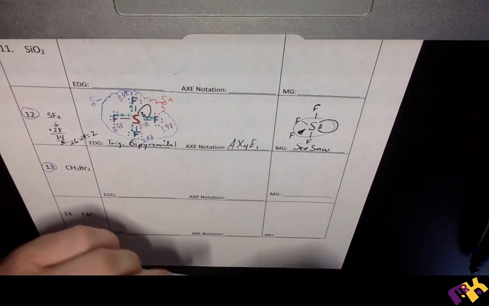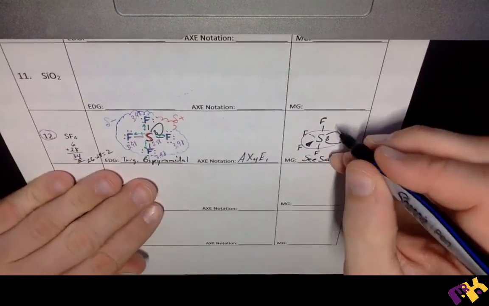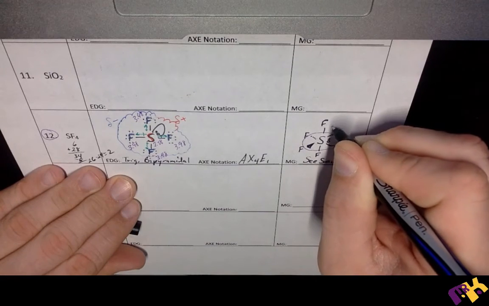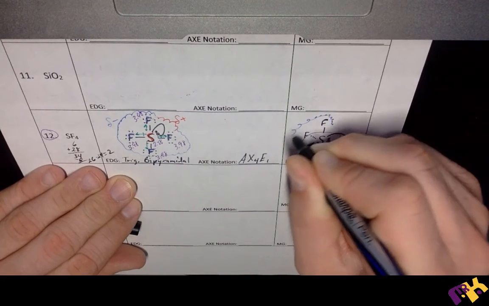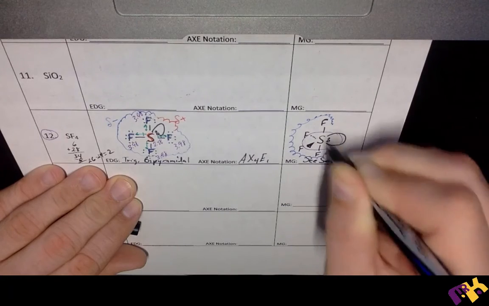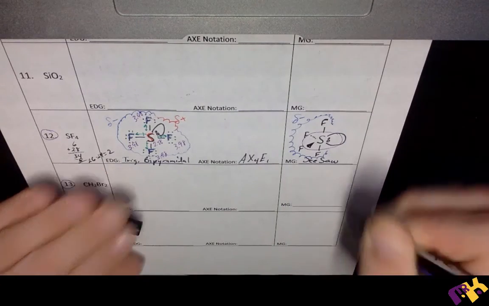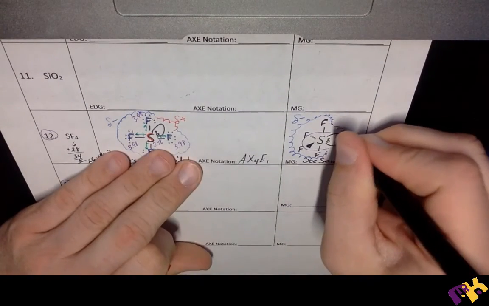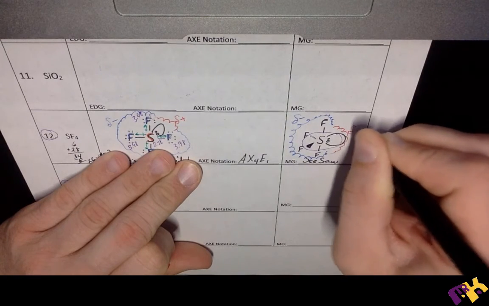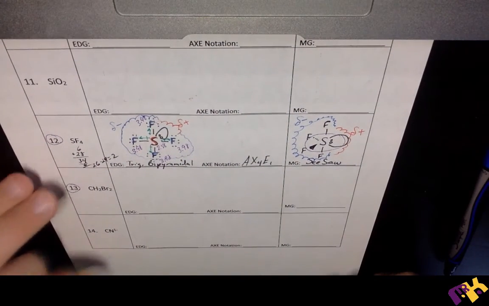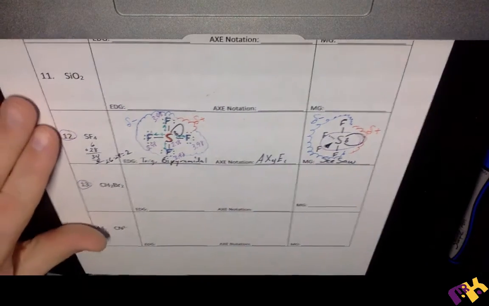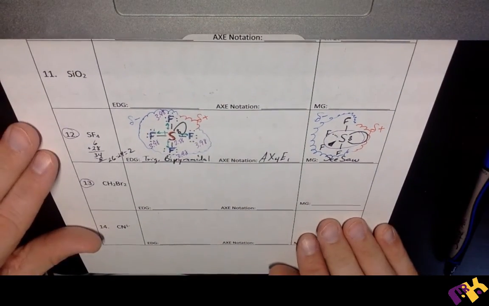We could also show that in the 3-dimensional sketch, if it's a little bit easier to do that, where this part here would be your partial negative charge, and this part over here would be your partial positive charge. All right, so hopefully that worked out well and we match up with that.